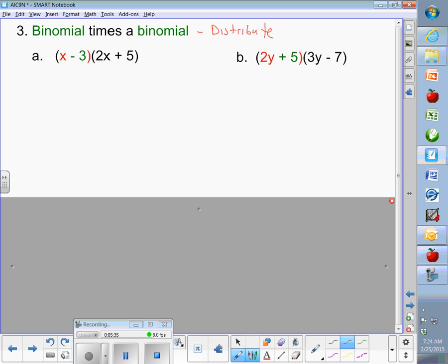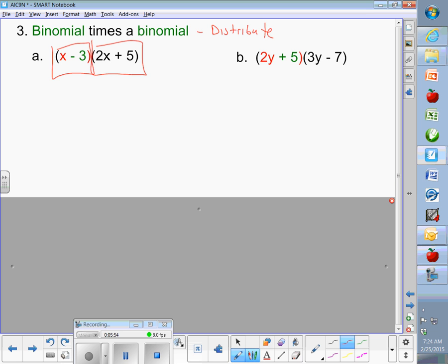That's all. Okay, so if you notice example A, I've got a binomial in front times a binomial in the back. Oh, excuse me, sorry about that. All right, so don't write this.